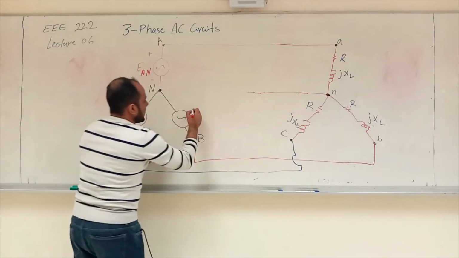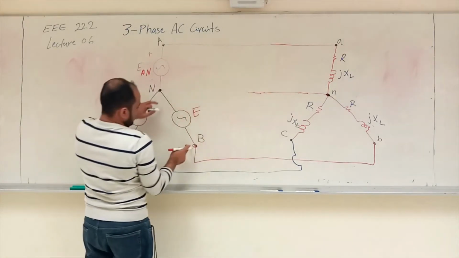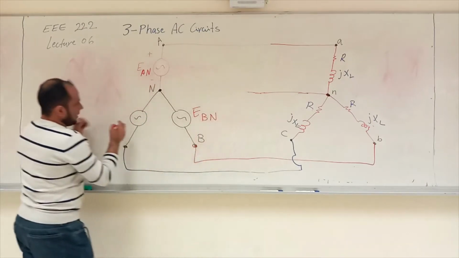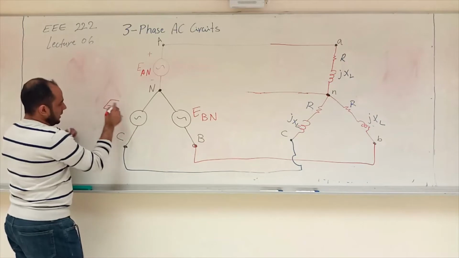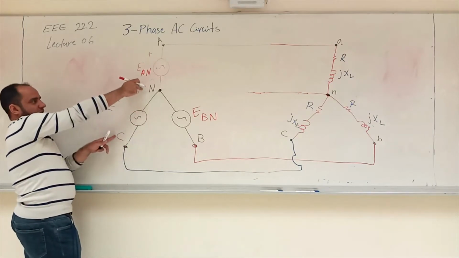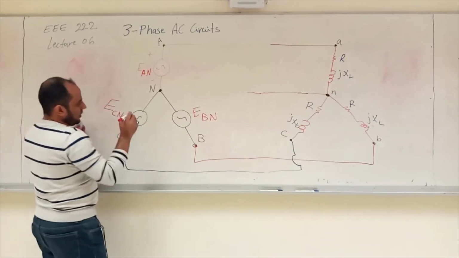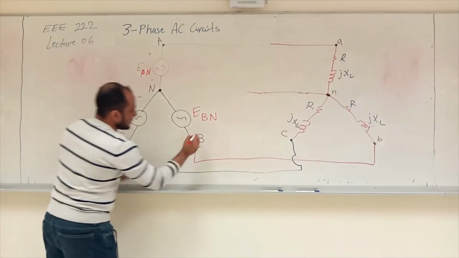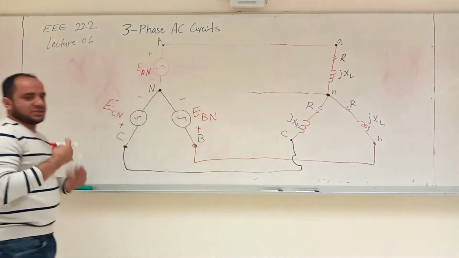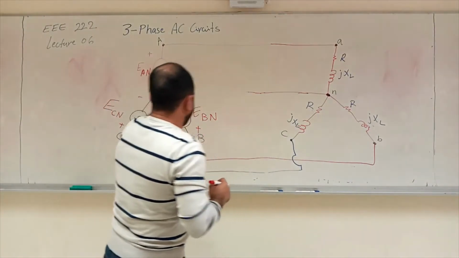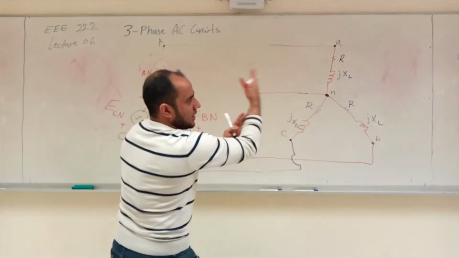This voltage is going to be E. This is going to be BN, and this voltage is going to be between C and N. So this is capital CN, right? If you want to put a sign, this is a plus minus, this is a plus minus, just for the convention of the source, right? Okay, that's the voltage. Let's do the voltage in the load side.